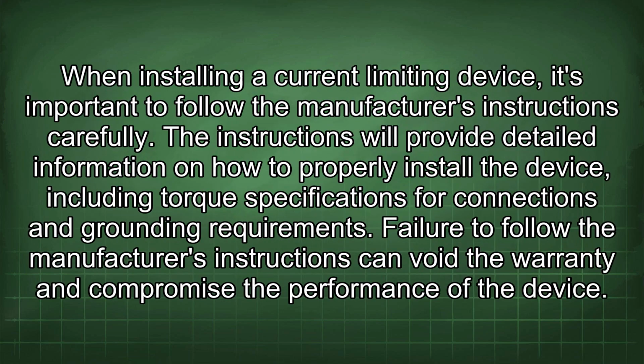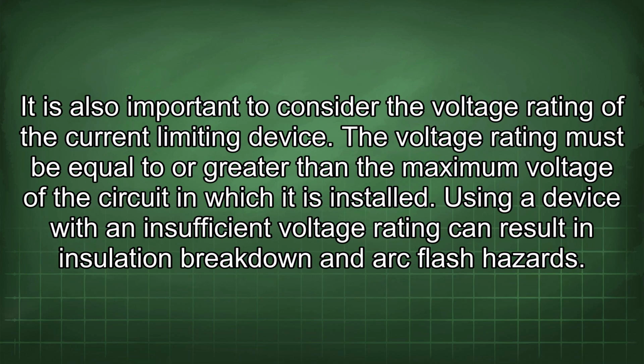When installing a current limiting device, it's important to follow the manufacturer's instructions carefully. The instructions will provide detailed information on how to properly install the device, including torque specifications for connections and grounding requirements. Failure to follow the manufacturer's instructions can void the warranty and compromise the performance of the device. It is also important to consider the voltage rating of the current limiting device. The voltage rating must be equal to or greater than the maximum voltage of the circuit in which it is installed.